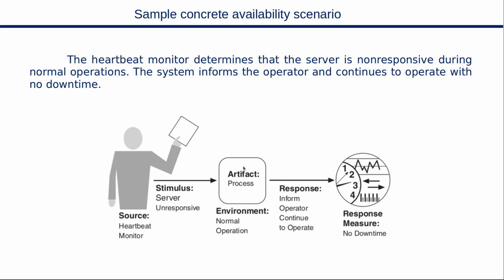What kind of response can be in this case? The system informs the operator and continues to operate with no downtime. So the response will be to inform the operator and continue to operate. This is a response to this stimulus: the heartbeat detects that the process is unresponsive, and the response is the action to inform the operator. How can we measure it? We can say the measure for this response is no downtime. This is one of the examples of a concrete scenario.